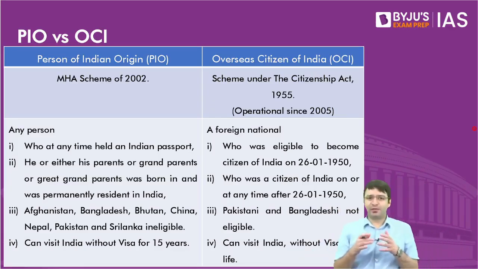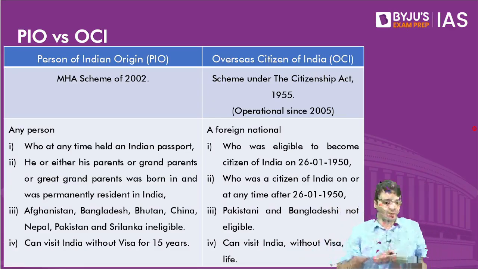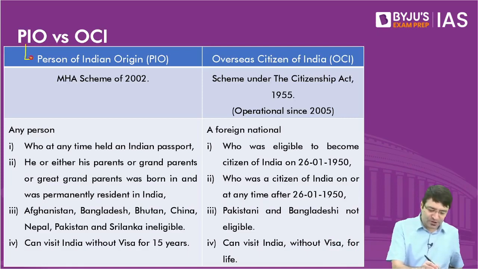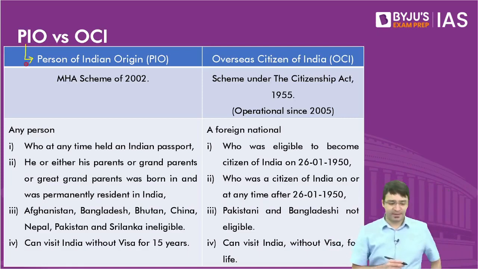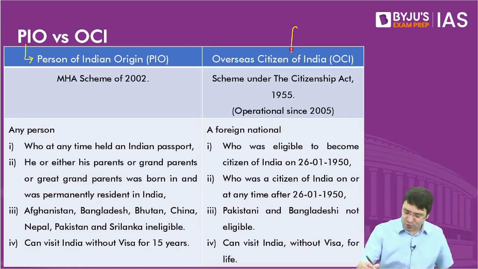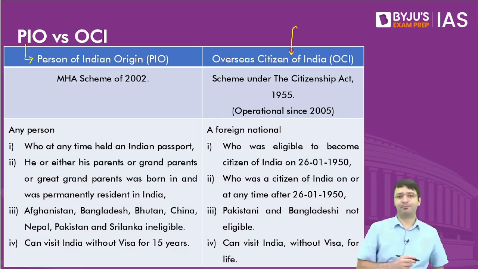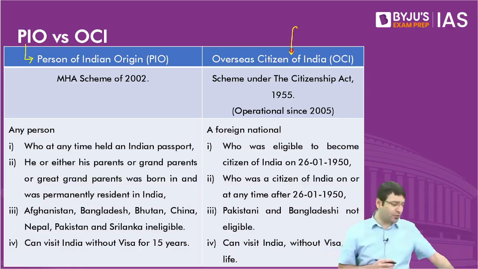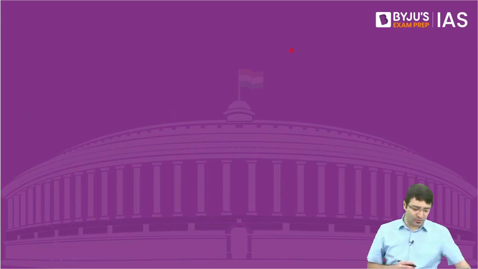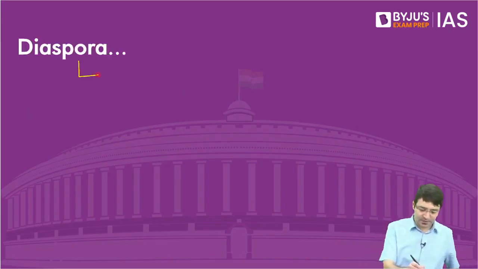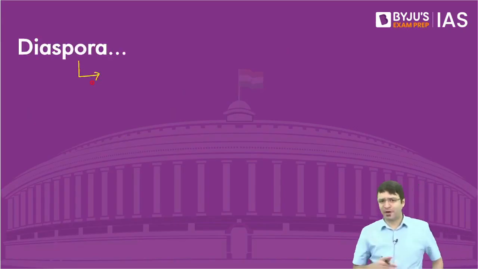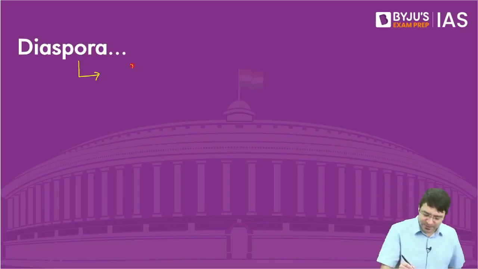Now let's look at the difference between PIO, which is person of Indian origin, and OCI, which is overseas citizen of India. For that, we need to understand diaspora. What is diaspora? Diaspora is one of the important agents of India's soft power.